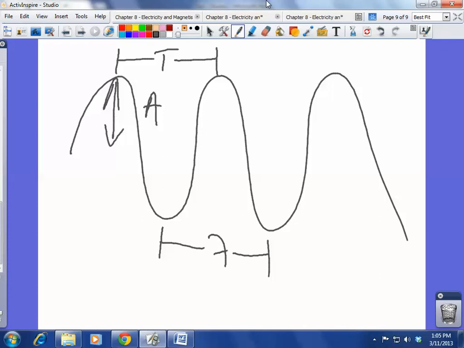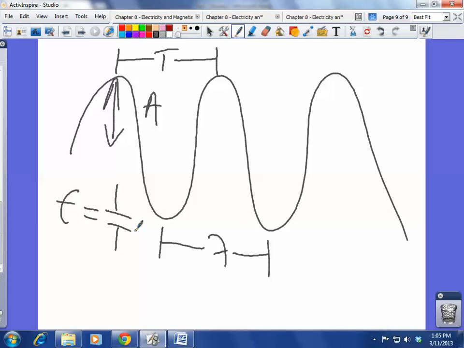Good. And remember, we didn't put frequency on here, but frequency is just 1 over the period. So remember, frequency says how many waves pass in a second, and period says how long it takes for one wave to pass by. So they're both saying the same thing, just in slightly different ways.